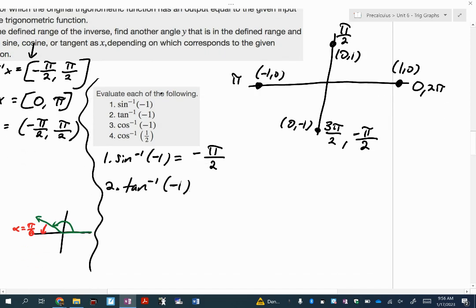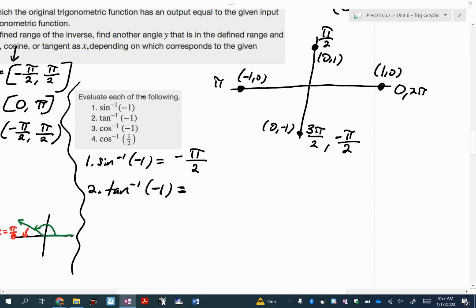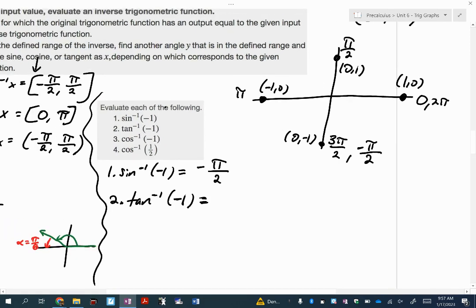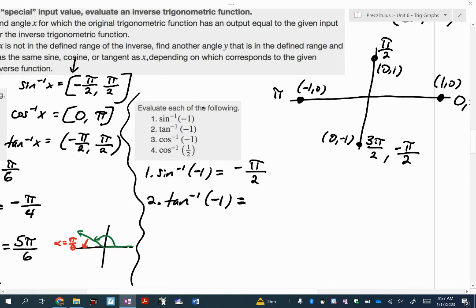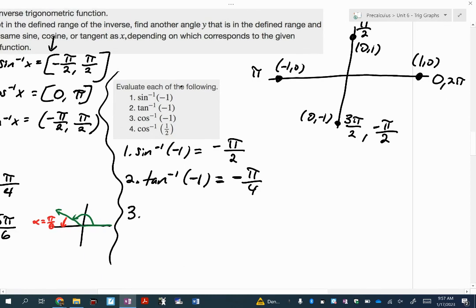Okay, number 2, arctangent of -1. This one is actually not a quadrantal, right? The tangent of pi over 4 is 1. So I know it has something to do with pi over 4, but for tangent, I'm in the first or the fourth quadrant, between negative pi over 2 and pi over 2. So I just need to move to the negative here. Negative pi over 4 would give me that -1.